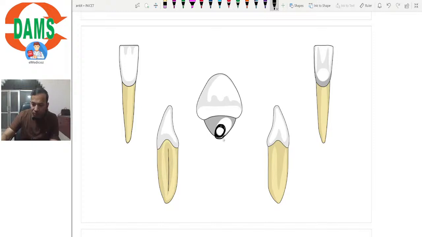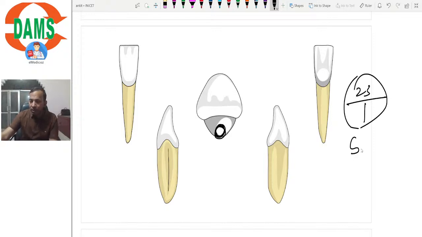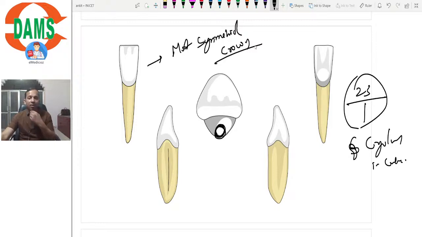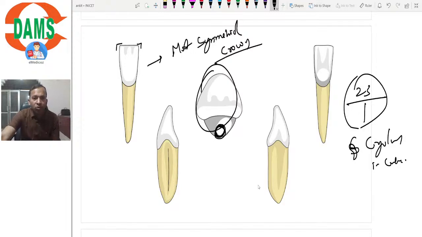The cingulums which are absolutely in the center are lower 1, upper 2, 3. So these are cingulums in the center. This is the most symmetrical crown. So lower central incisor has the most symmetrical crown. Its incisal angles are almost 90 degrees and the incisal contacts are almost at the same location. Is it clear? ज़्यादा कुछ इसमें नहीं पूछते हैं. ठीक है, ओवल शेप कह सकते हो, occlusal outline.